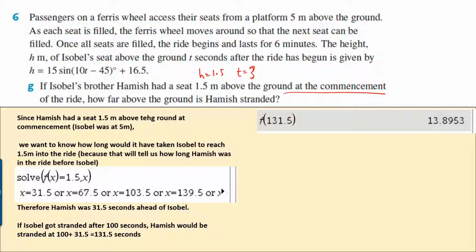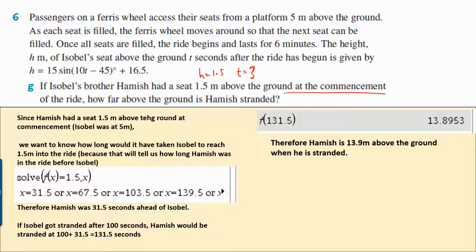That's the height. That's the same time. And so we know it's 13.89, and therefore he would have been 13.9 meters above the ground. And that would have been the only question in question 6 that I thought would have been hard. Everything else was very straightforward. The only thing you have to think about is, because you only got the graph of Isabel, you had to imagine if it was Isabel at 1.5 meters, how long would that have taken? How long would it have taken Hamish to get there? So that's the only question I thought was hard.